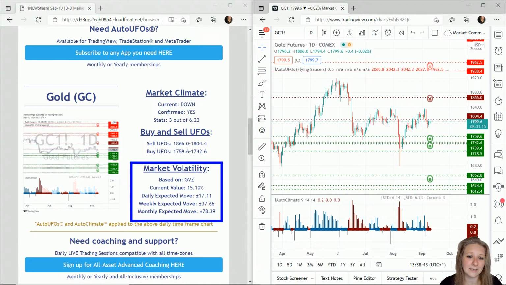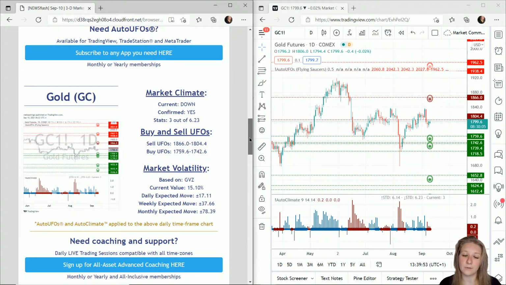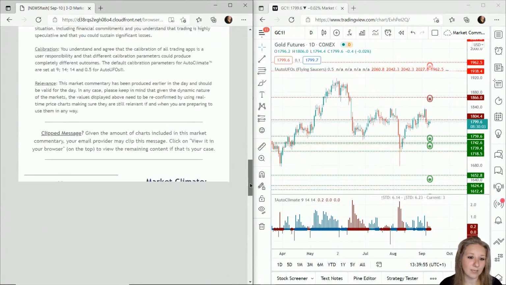Now with volatility, we expect movement up or down in a year of 15.1%, which is 17.11 points up or down in a day. In a week, it's 37.66 points up or down, and in a month would be 78.39 points up or down. So that's gold. Now moving on to the next market, which is the US dollar.